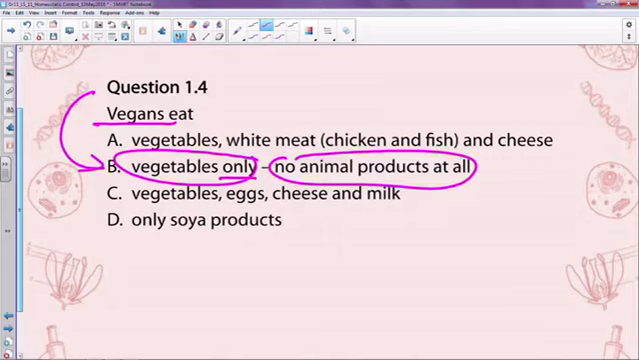That includes no meat, no eggs, no milk, and often not even dairy products. C, vegetables, eggs, cheese, and milk. That's most of us, and that's a vegetarian. Soya product. Well, I'm not too sure who these individuals are, but the answer we're looking for in this case would be vegetables only, no animal products at all.